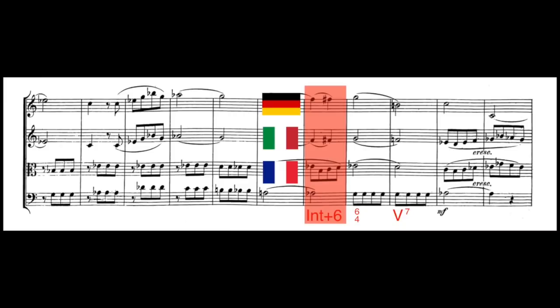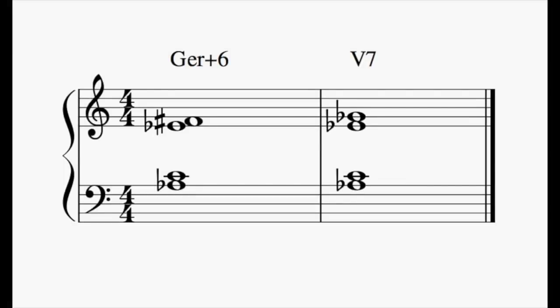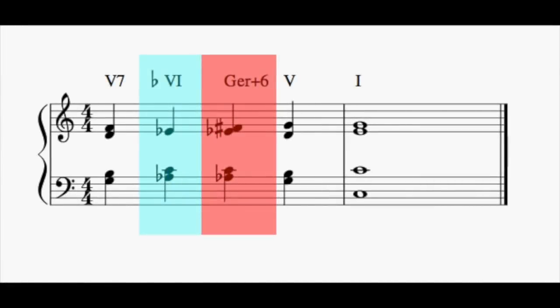To understand what happens next, we have to realize that German augmented sixth chords are often used as pivot chords in modulations, since they are the enharmonic equivalents of dominant seventh chords, meaning they sound exactly the same but are spelled differently depending on the function. For example, this is the progression we've already heard multiple times, with the German augmented sixth chord leading us back to the dominant chord we started with.